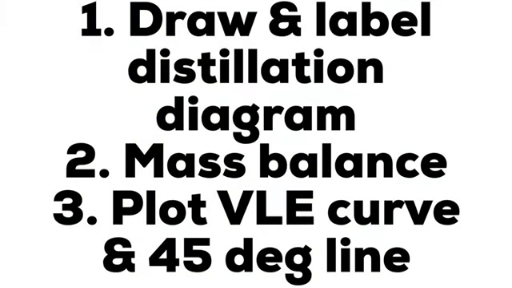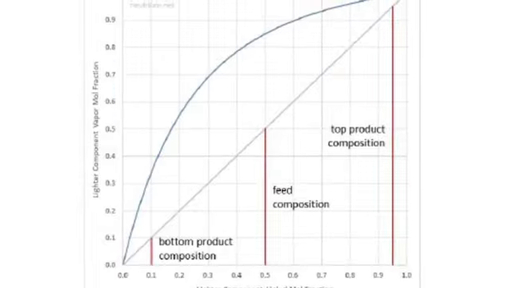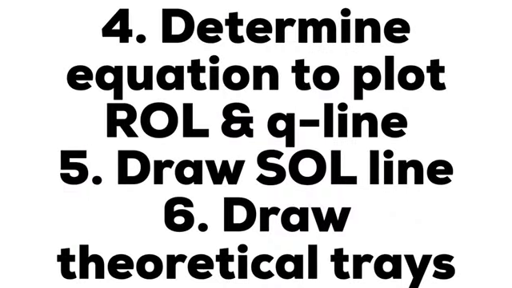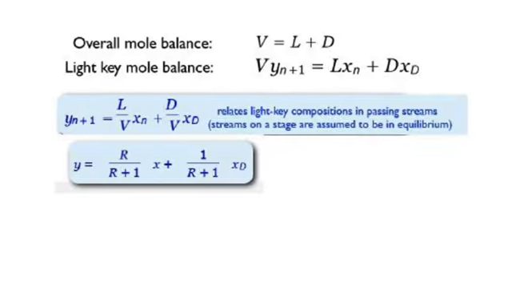In order to tackle questions regarding distillation columns, there are several steps we must follow. The first step is to draw and label the process schematic diagram of the distillation. Second, carry out the mass balance of the distillation column. And third, plot the VLE or equilibrium curve and the 45-degree line on graph paper if it's not given. The next step is to determine the equation to plot the ROL and the equation to plot the q line.